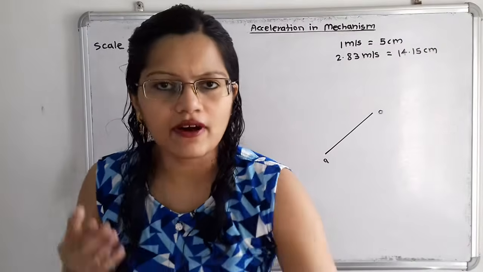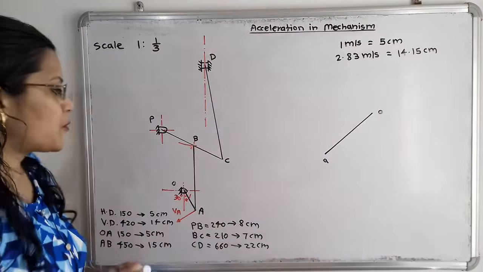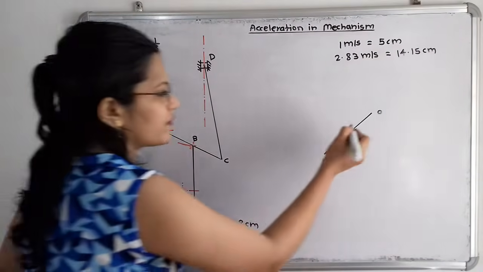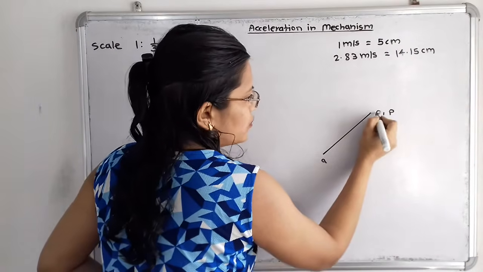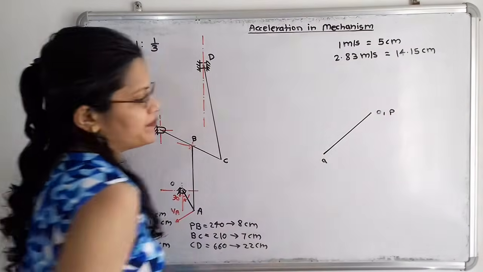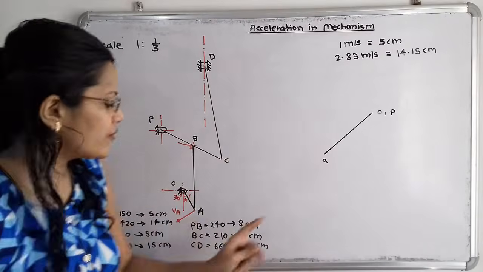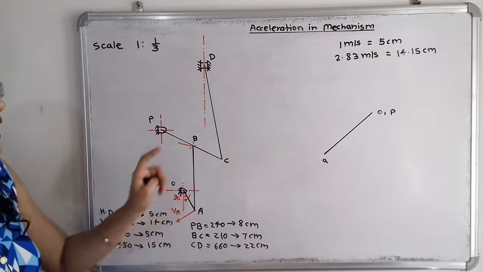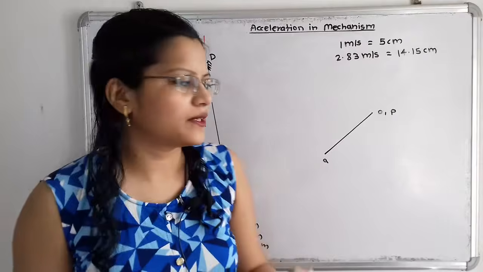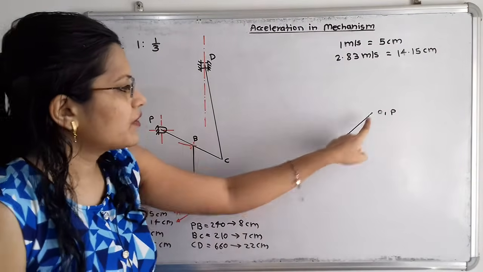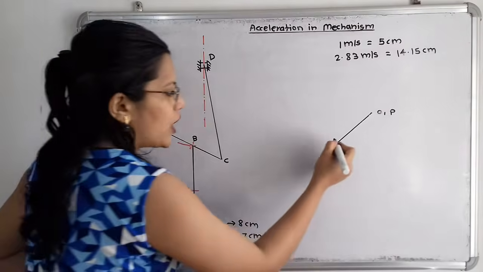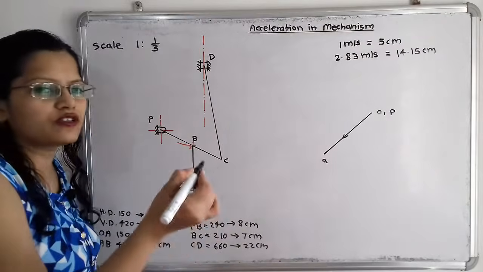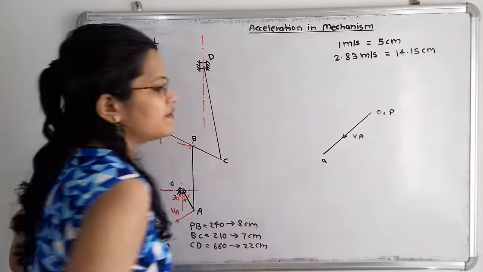For that we will first observe what the fixed points in this diagram are. Here point O and point P, 2 points, are the fixed points. So we will mark small o and small p. Then from the point o we will draw one vector which is parallel to the direction of this VA, and the magnitude is equal to 14.15 centimeter. So it is drawn. This is the vector oa. I will show the arrow also in the same direction as this VA, and this vector oa represents the velocity of A. So I will label it as VA.